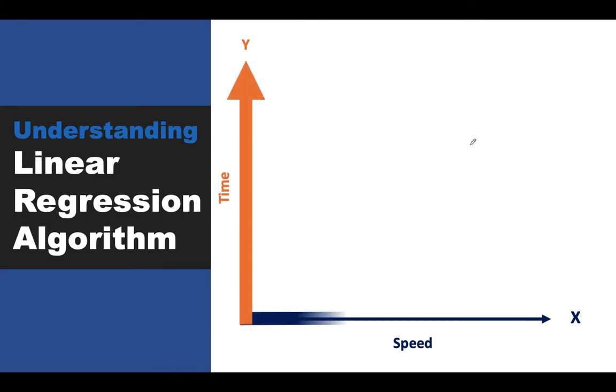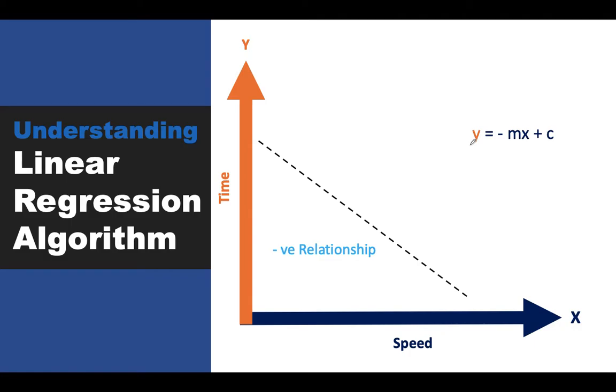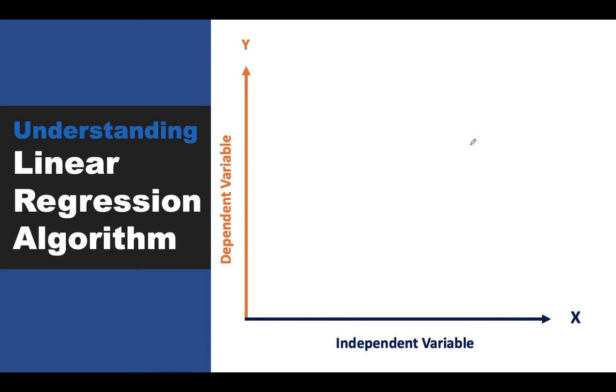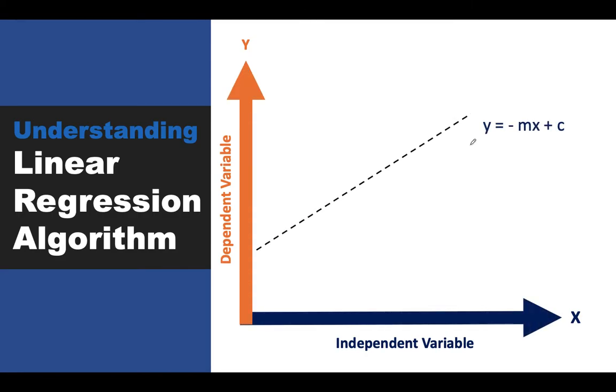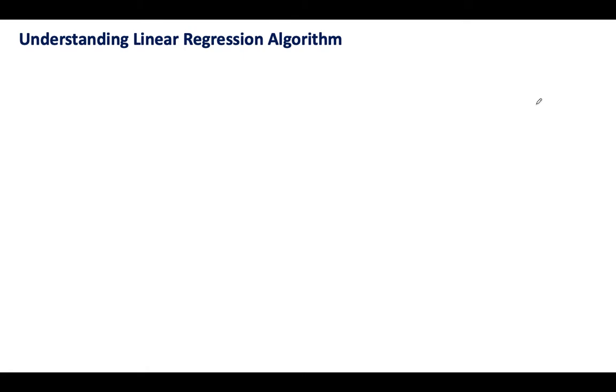Now let's say speed versus time, and this line is decreasing. That is a negative relationship, and here we can say that the slope would be negative, obviously, so y will be equal to minus mx plus c, right? Same in the case of dependent and independent variables. If you get a graph, this would be positive. Okay, so y equals mx plus c. This is the equation. What we get is a straight line equation. From here we say y has to be the dependent variable, x the independent variable, and c the intercept, right?